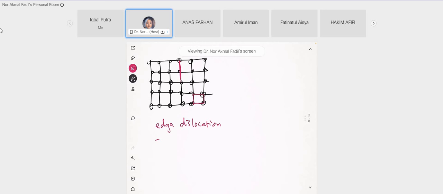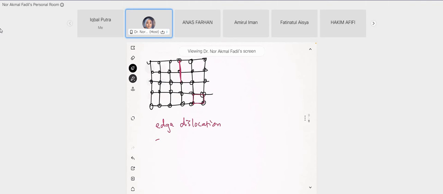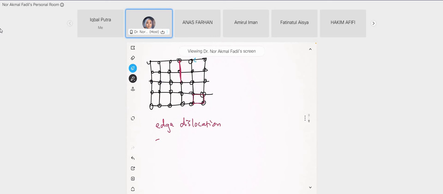So the extra means that the original plane will be shifted. So the original black plane will be distorted. Okay, so let's say this is an original position. So the new position will be like this. Okay, it will be distorted. Okay, the original position of this atom will move to this atom location. So it will become like this. So similar to the atom here, it will shift to this. It will look like this. Okay, the position is slightly shifted.